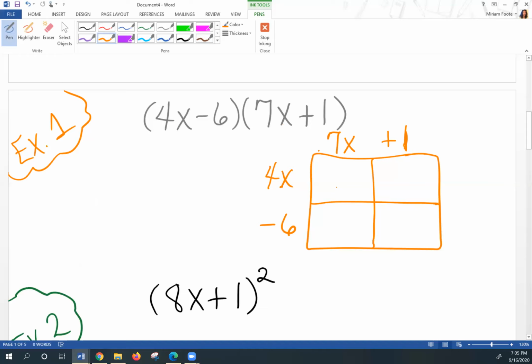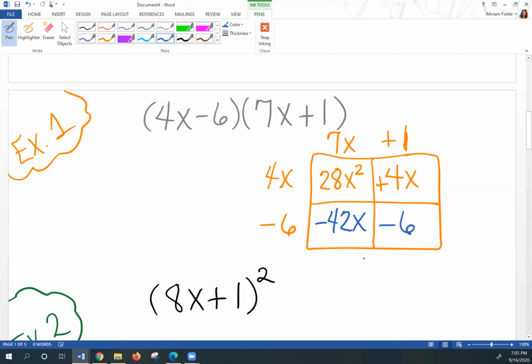So 4 times 7 is 28, x times x, x squared. 4 times 1 is 4, and then x. Keep up with your sign, plus. Negative 6 times 7x is negative 42x. And then negative 6 times positive 1 is negative 6.